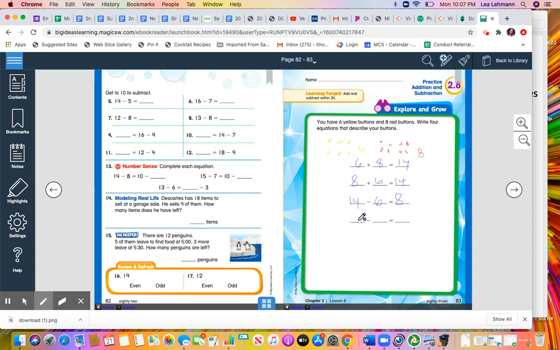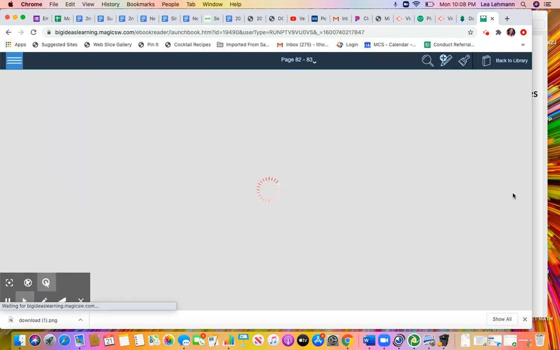Okay, now since it's a subtraction problem again, I'm also going to start with the big number. 14 is how many buttons I have total. Okay, what if I got rid of these first? I got rid of 8. I'm going to be left with the 6 over there. Okay, so let's go ahead and erase because we're going to go on to our next page.